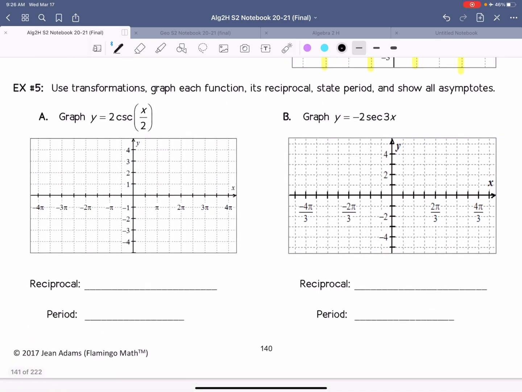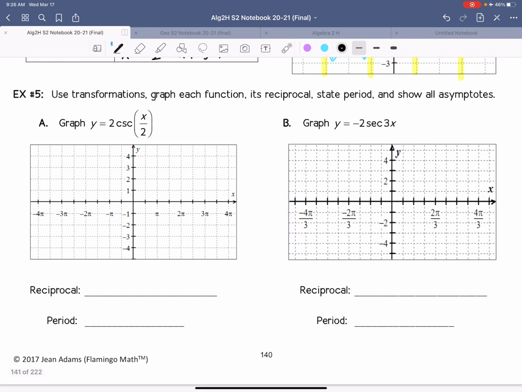All right, so let's go ahead and look at these functions. The first thing we want to know is what's the reciprocal function. So instead of writing cosecant right there, you're going to change it to its reciprocal function, which is sine. So this is really y equals 2 times sine of x over 2. This is the sine graph you graph to get this cosecant graph.